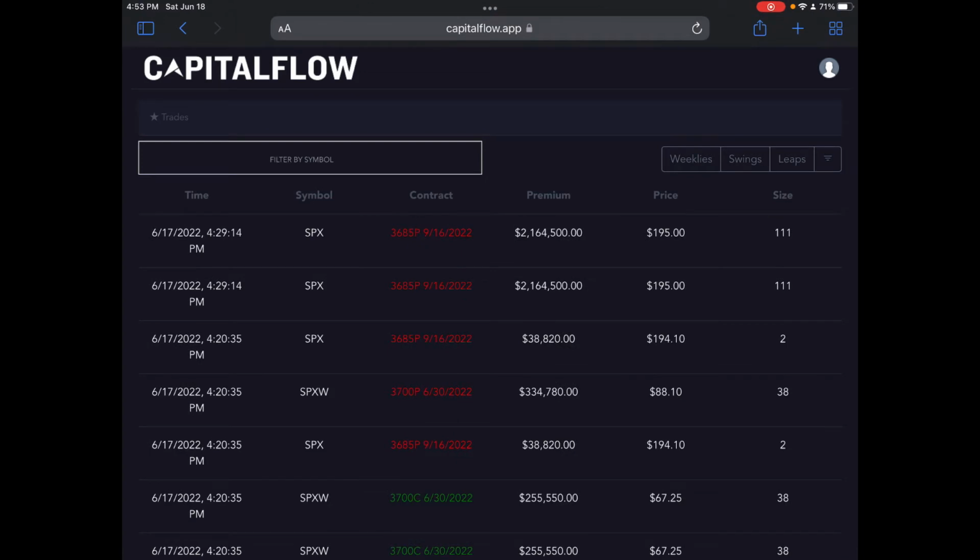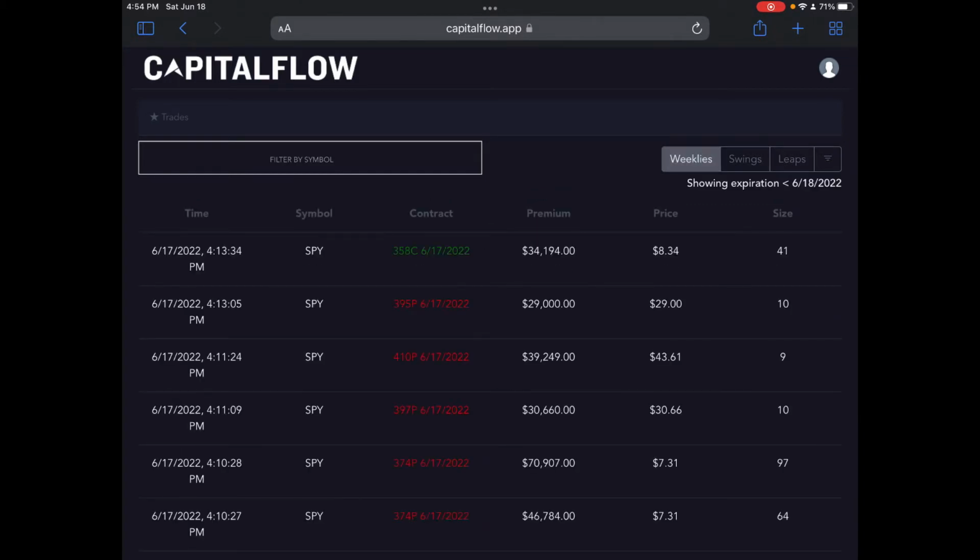So the next thing you want to be aware of with Capital Flow is that you can actually filter through weekly expirations, swing expirations, and leap expirations. So this is useful depending on what type of trader you are. So if you're someone that likes to day trade like me, you'll probably be wanting to use this weekly filter a lot. So this is going to show you all the contracts that expire within this same week. Right. And like I said, this is useful for day traders because when you're day trading, you don't really care about what options somebody is buying if they expire in 6 months, 8 months, 12 months, right? You want to see those short term, same week expirations as a day trader.